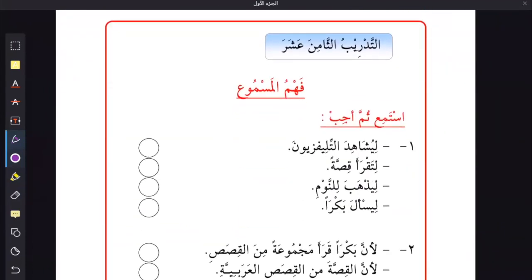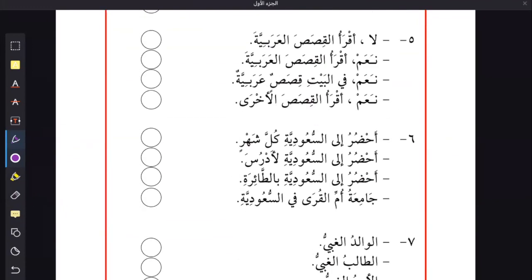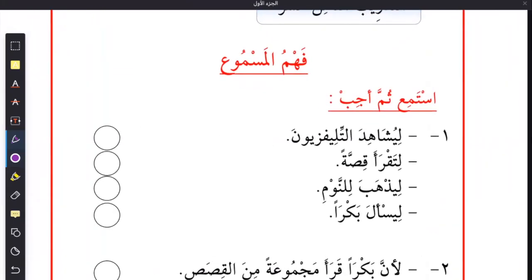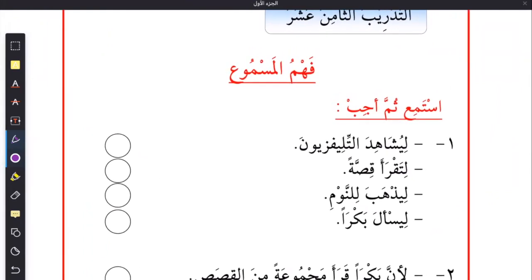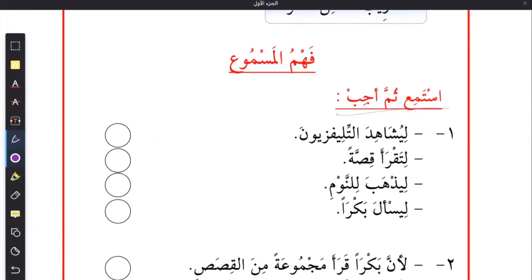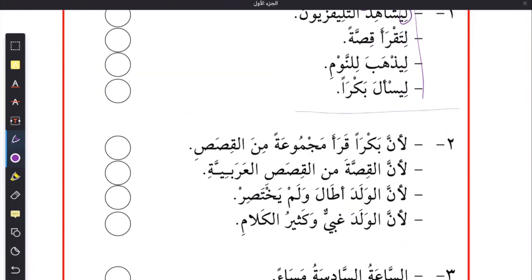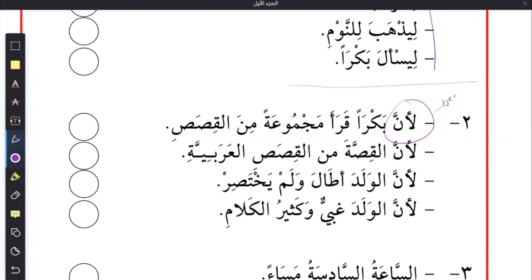So next we have Fahmul Masmu', which is understanding of the listening. We don't have the listening elements, so I'll just very quickly go through them, and look for any word or sentence we need to know. See, li yushahida. When you have a li, then it will be in the accusative case. Nothing is important here. You know them. Li anna. Who can tell me what li anna means? Did we have li anna? Because, good. Yes, because. Excellent.